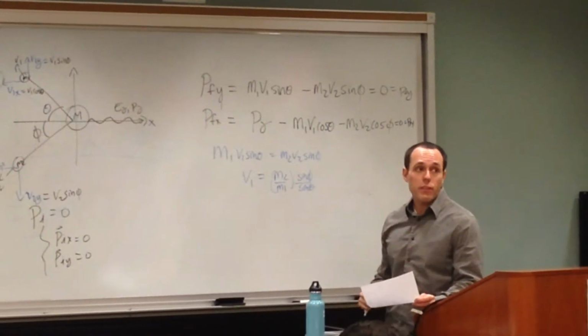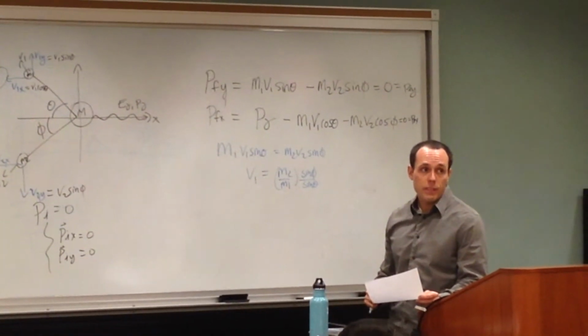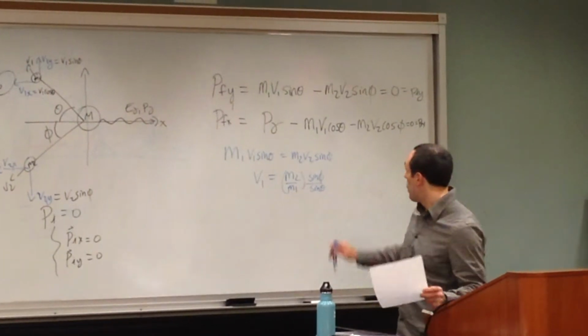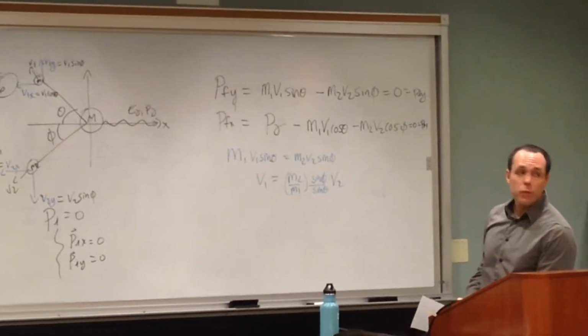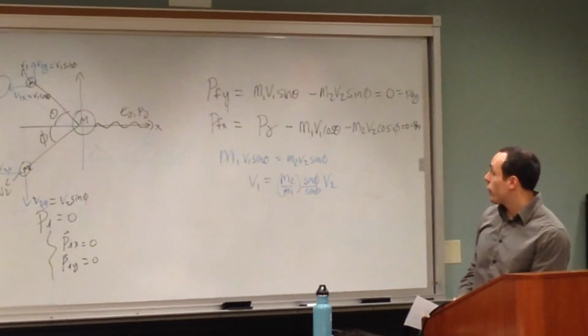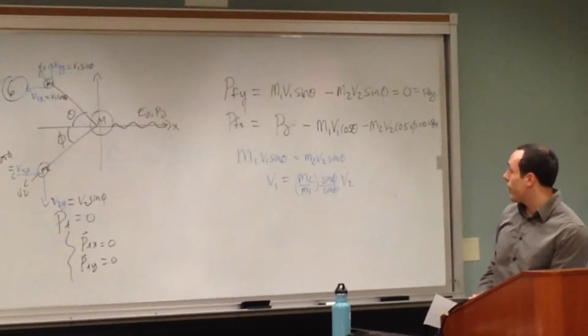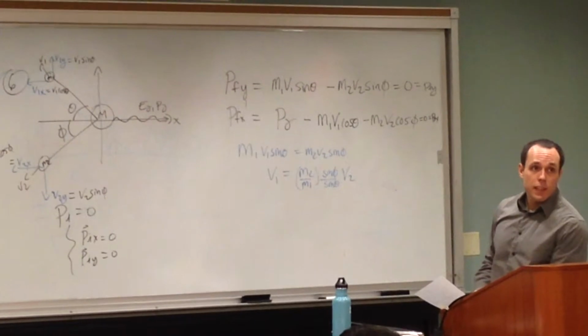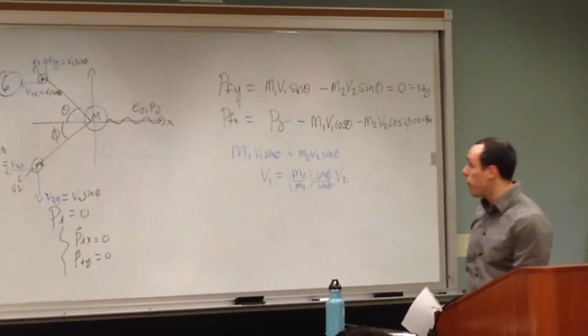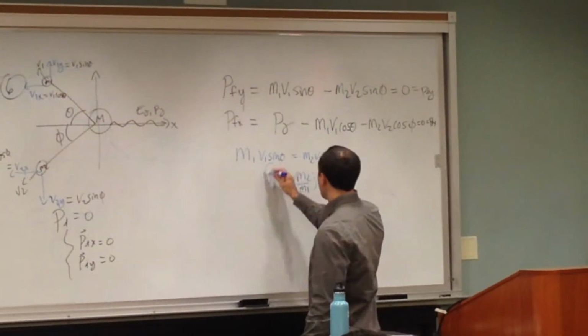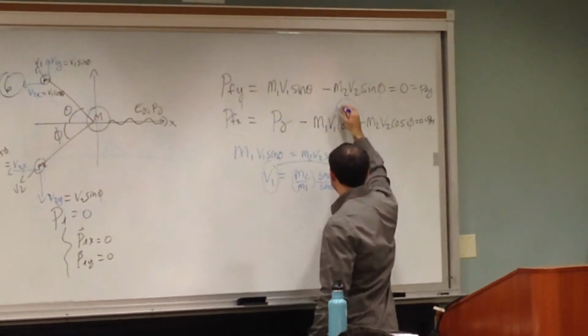You could solve for v2 here also. Oh, sorry, times v2. So I solved for v1 in terms of v2. And all I did was divide both sides by m1 sine theta. That's all I did. Alternatively, you could have done it for v2, but this is just one method. Now let's put this v1 into here.